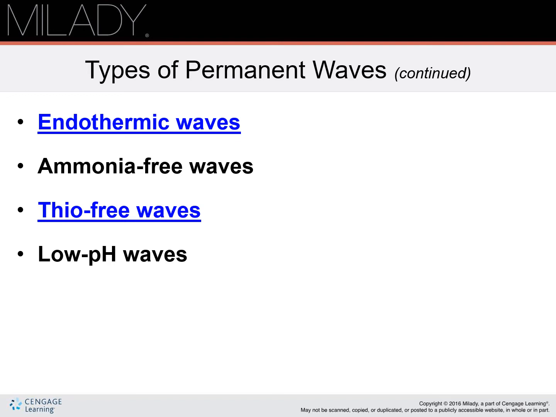Endothermic waves. They are activated by an outside heat source, usually a conventional hooded dryer. They will not process properly at room temperature. So you either have to put this under a dryer, or you can use the processing lamp that we have, the new processor. And I always remember this, guys, because the question that everybody gets wrong is, what is the difference between endo and exo?